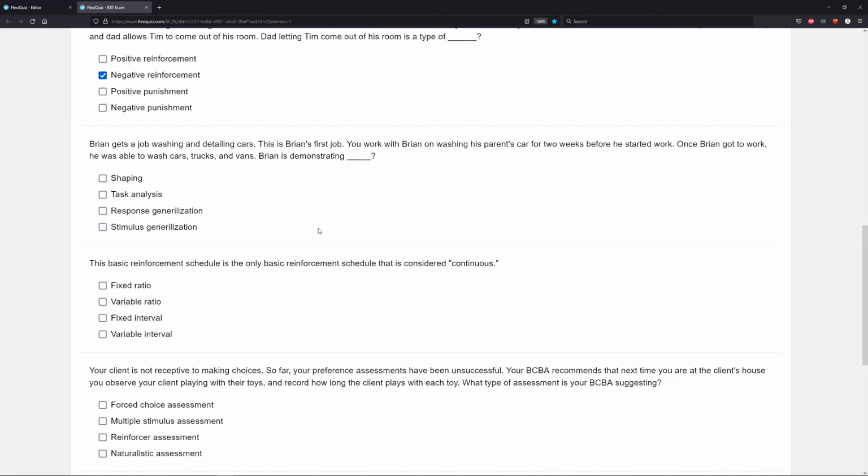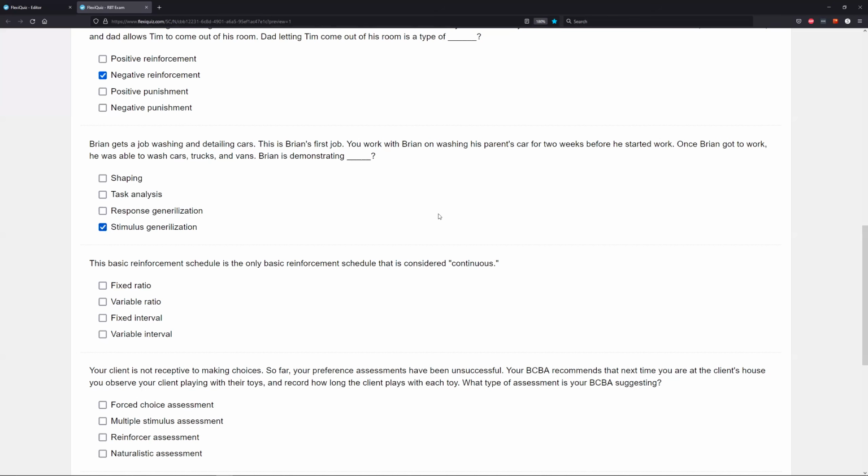Response generalization is what? Response generalization is multiple responses in the presence of, or in reaction to, one stimulus. How many responses are we looking at here? We're only looking at one. We're looking at washing. How many stimuli? Well, we have 3. We have cars, trucks, and vans. So we're actually looking at stimulus generalization. He takes the response of washing a car and generalizes it across multiple stimuli, across cars, trucks, and vans.